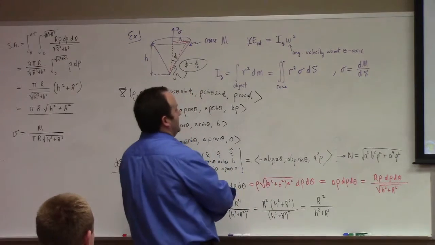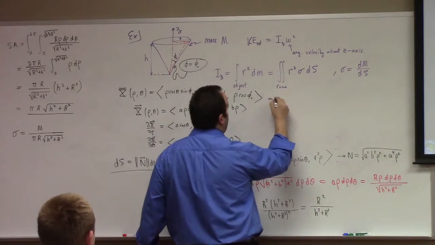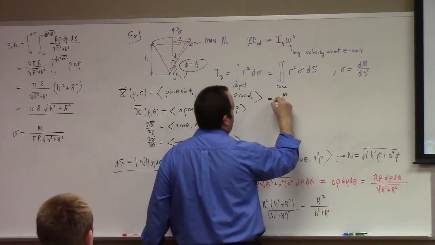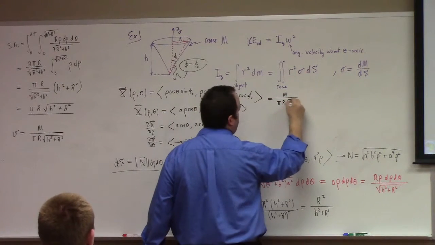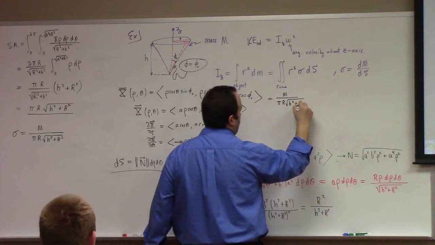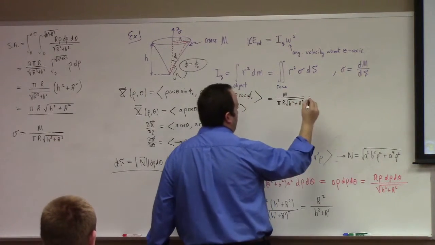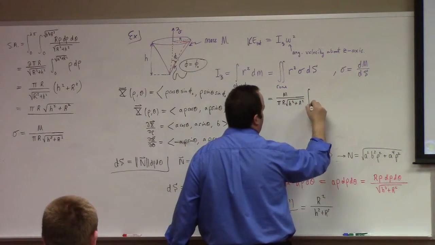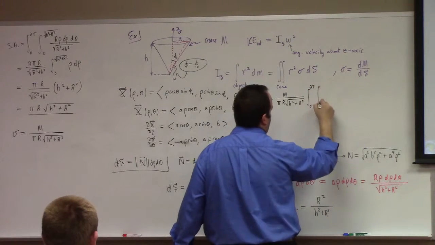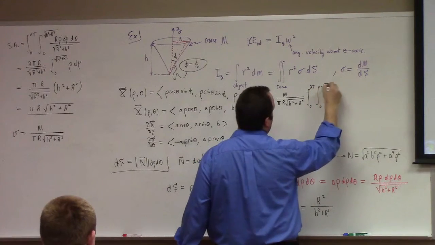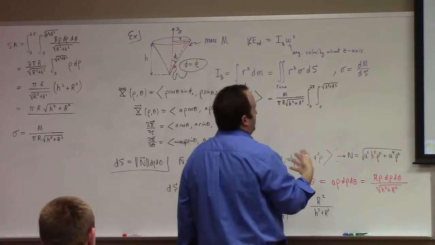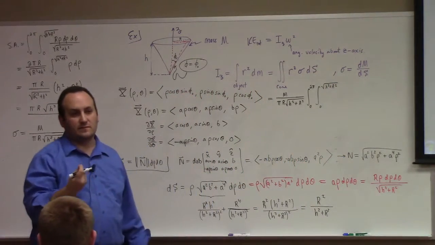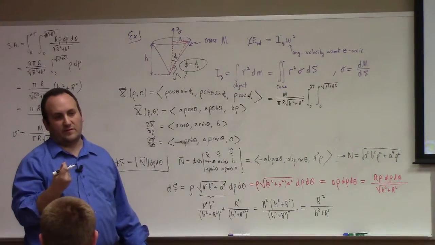Okay, so what does this work out to here? This works out to m divided by pi r square root of h squared plus r squared. That's my sigma, which is constant. I pulled it out, right? And then I have to integrate from 0 to 2 pi, integrate from 0 to the square root of h squared plus r squared. And then the question is, what is this r squared in terms of the parameterization, right?